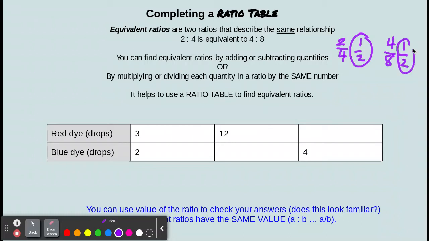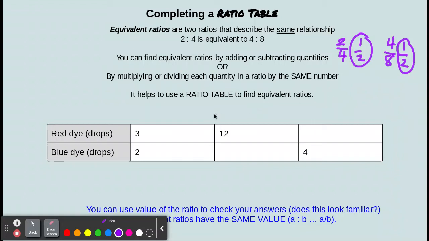You can simplify the top and bottom of the first by dividing by 2, and you can simplify the top and bottom of the second by dividing by 4. Okay, so you can find equivalent ratios. Remember, equivalent ratios are 2 ratios that describe the same relationship. You can find them by adding or subtracting quantities, or by multiplying or dividing each quantity in the ratio by the same number. Okay, it's a lot of talking and might be a little confusing. So let's do an example, okay?